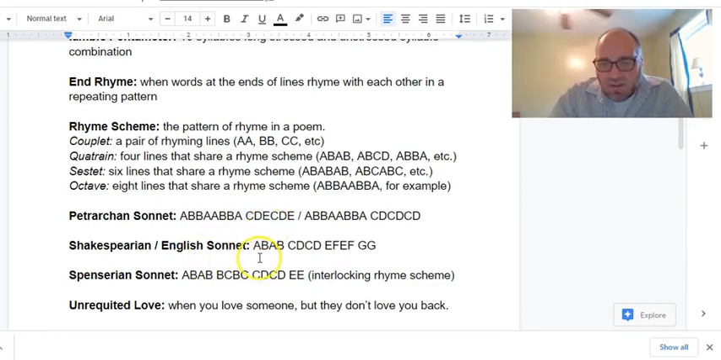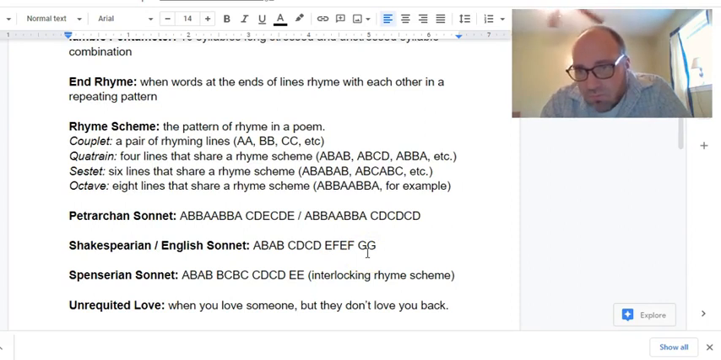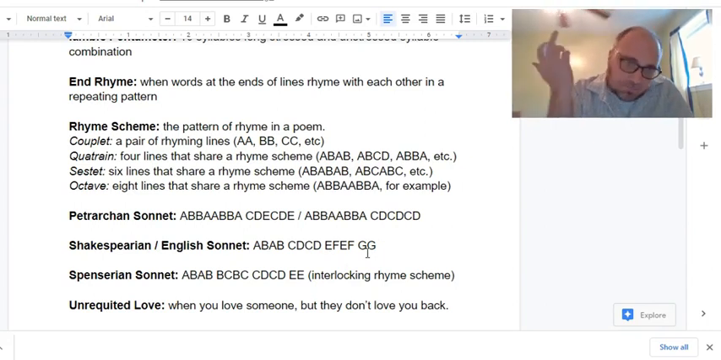In a Shakespearean sonnet, you got 1, 2, 3, 4, 5, 6, 7. You got 7 different rhymes. And so it's easier to write because you don't have as many tricky rhymes to make. But the Shakespearean sonnet, the rhyme scheme is A, B, A, B, C, D, C, D, E, F, E, F, G, G. And so you can see very clearly that this is 3 quatrains and a couplet.